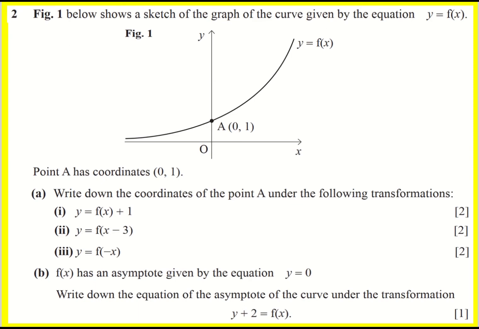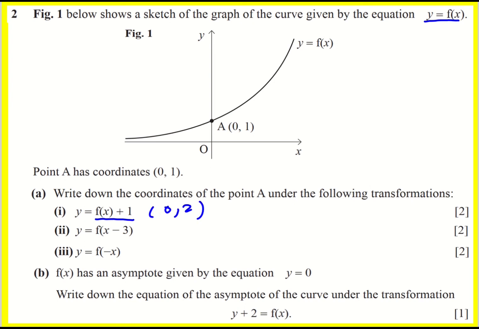Question is all about transformations, in particular just transforming a single point. Okay, so if we have f of x, then f of x plus 1 is a translation by 1 in the y direction. So it becomes 0, 2.